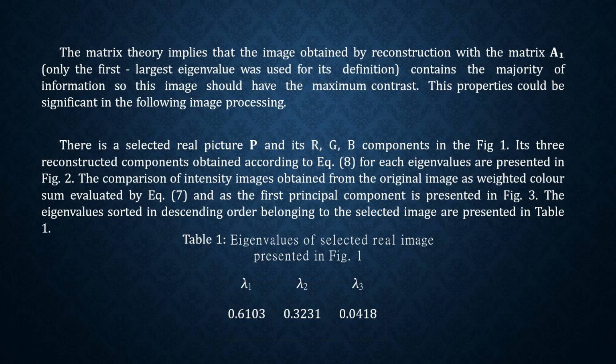Matrix theory implies that the image obtained by reconstruction with the matrix A contains the majority of information, so this image should have the maximum contrast. These properties could be significant in the following image processing. There is a selected real picture P and its R, G, B components in figure 1. Its three reconstructed components obtained according to equation 8 and their eigenvalues are presented in figure 2. The comparison of the intensity image obtained from the original image as a weighted color sum evaluated by equation 7 and as the first principal component is presented in figure 3. The eigenvalues sorted in descending order belonging to the selected image are presented in table 1.